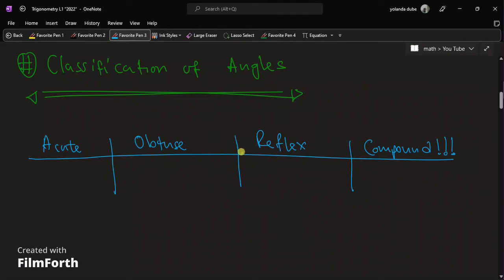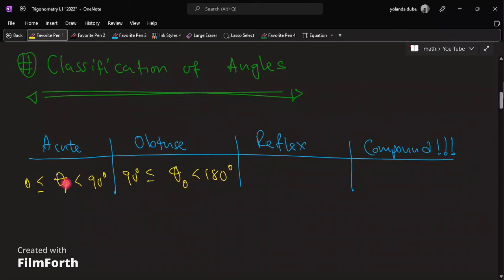So now let's understand what it means for an angle to be acute, obtuse, reflex, and compound. An angle theta is said to be acute when it is greater than 0 and less than 90 degrees. Any angle which is greater than 0 and less than 90 is called an acute angle. Then any other angle which is greater than or equal to 90 degrees but less than 180 degrees is called an obtuse angle. So any angle which lies within this interval, we refer to that as an obtuse angle.